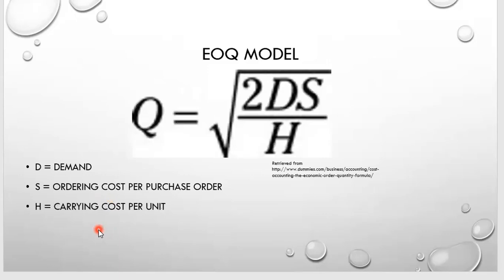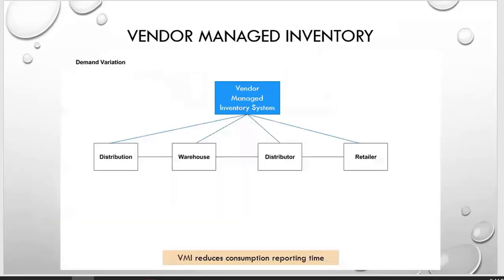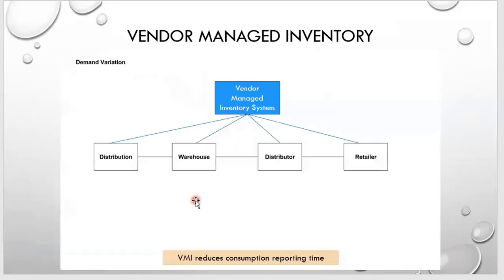All right, now we're in the home stretch. VMI. VMI, in general, is a system in which the vendor controls the inventory going through the supply chain. They have control over and insight into the amount of material from start to finish. One of the benefits of this is that since the vendor immediately sees the demand for the product, they reduce consumption reporting time by making their demand history available to everybody in the supply chain.